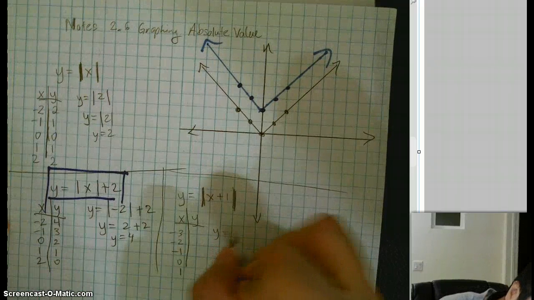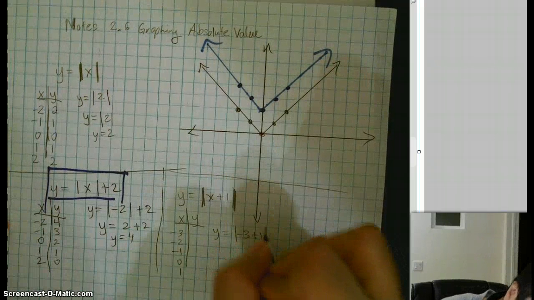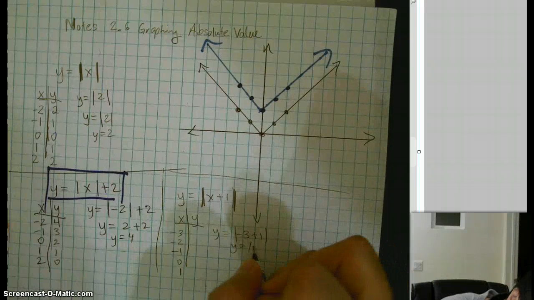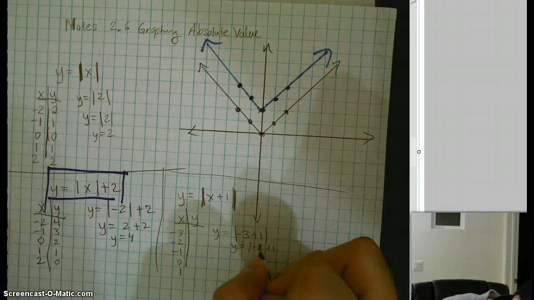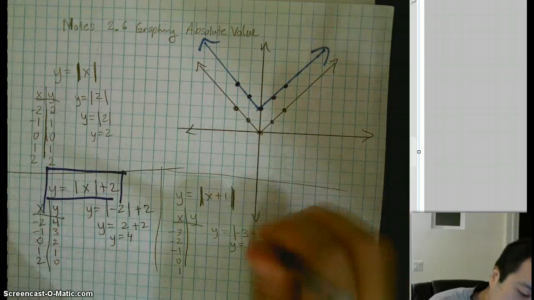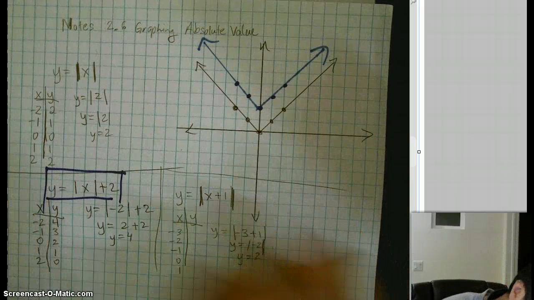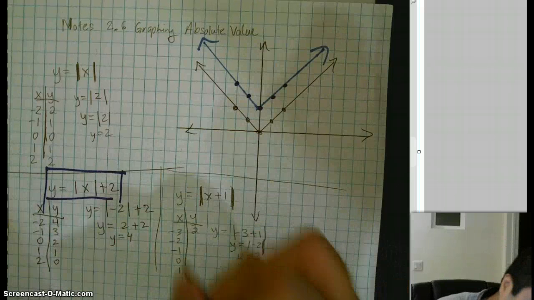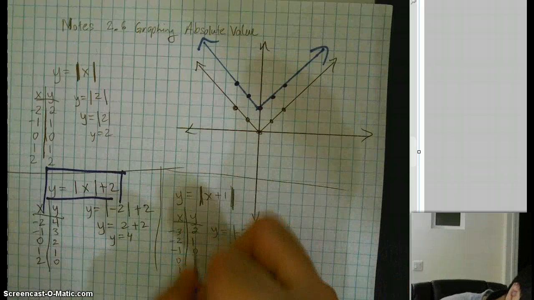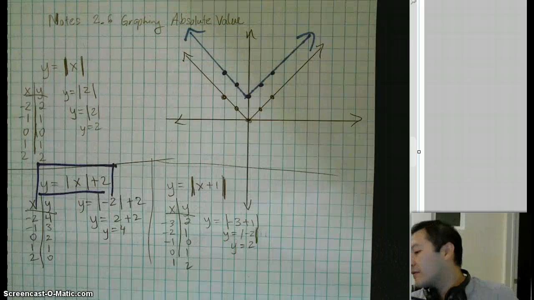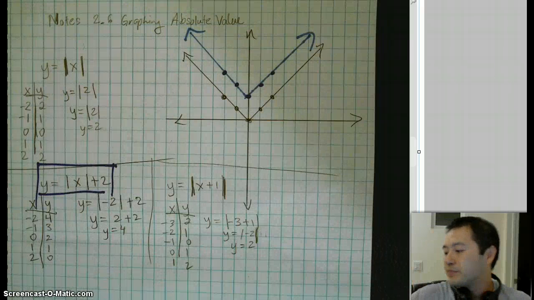Y equals the absolute value of -3 plus 1. Y equals the absolute value of -2 plus 1. The absolute value of -2 is +2. Very good. So on and so on. Get the rest of your answers. 1, 0, 1, 2. I'm going to graph this in red for you.